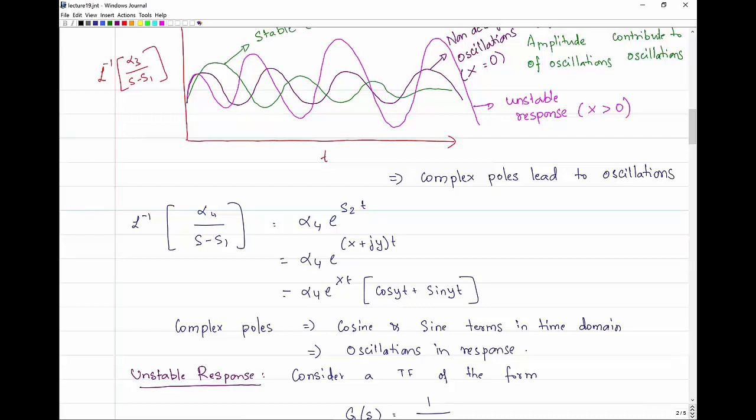There seems to have been a typo here. On the left-hand side, we should have alpha 4 over s minus s2, not s1. We can come to the same conclusion as with the previous root. Complex poles lead to cosine and sine terms in time domain and oscillations in response.